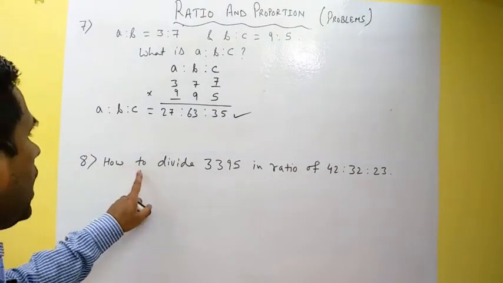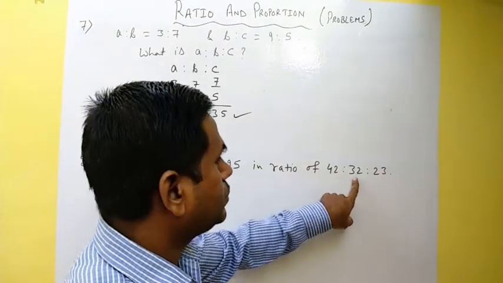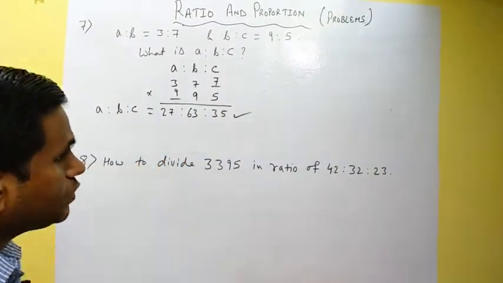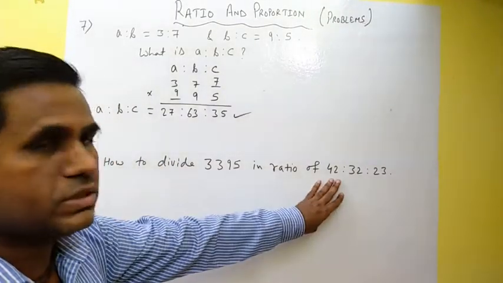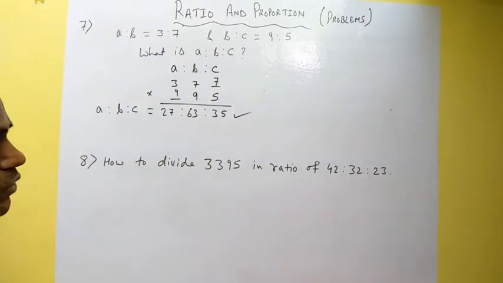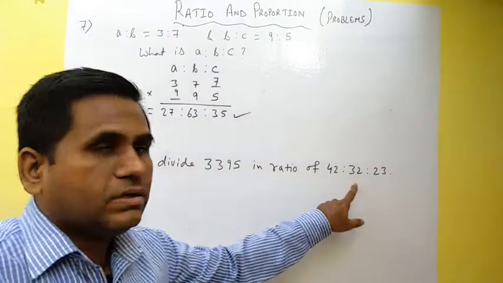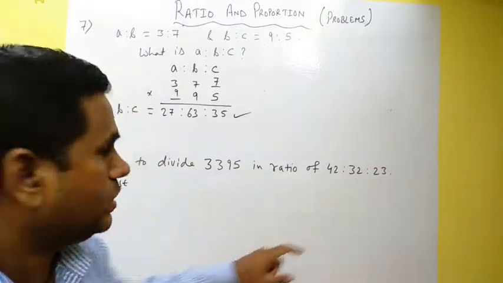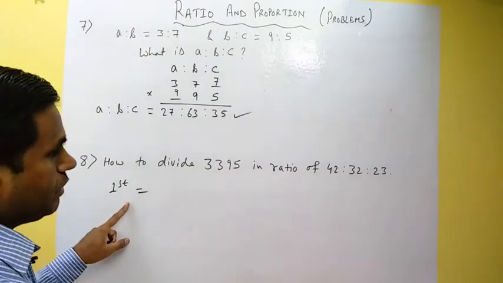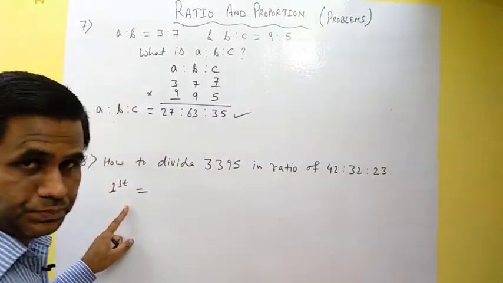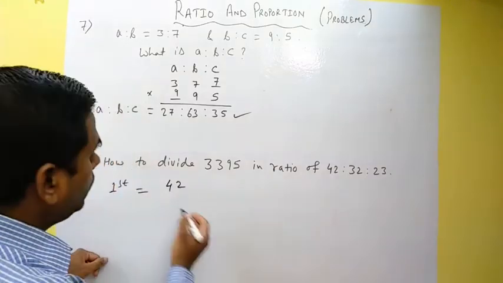In the next problem it says how to divide 3395 in the ratio of 42 is to 32 is to 23. So this is the ratio and this is the total amount or the total number we have to divide into this. Okay. So what we can do is, you can remember here, first we have to divide it into 3, right? First proportional, second proportional, third proportional. So first proportional is equal to, since we have to divide, as a part of 42, we will write the ratio here, 42.